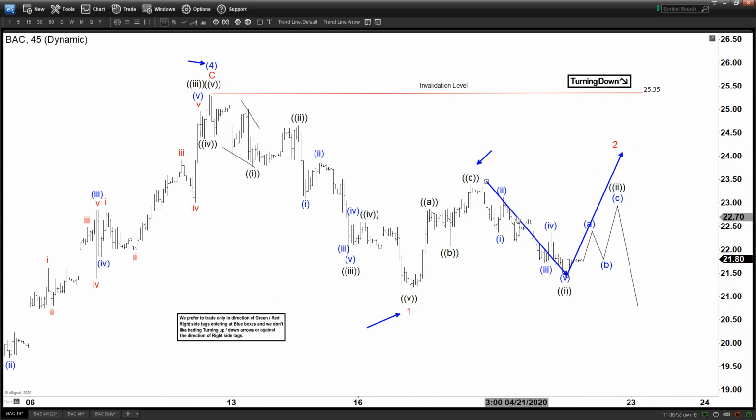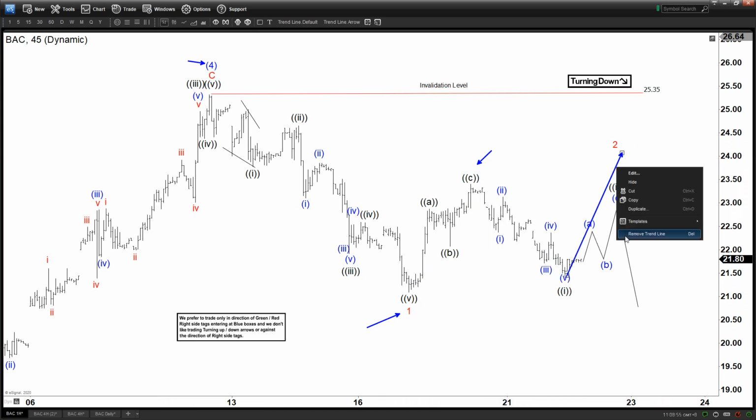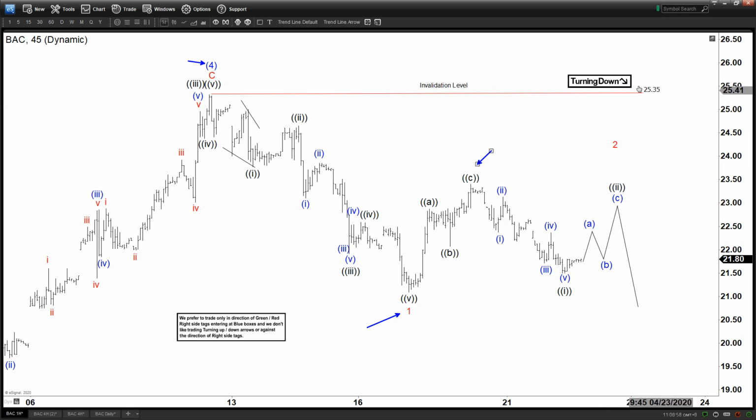Now what other possibilities are there? Well, you could see that this 25.35 has a turning down arrow. It's not a red arrow. You can see right here in the box, we prefer to trade only in the direction of the green and red. Red is usually a down arrow. This is only turning down, which is a black color. We prefer to trade only in the direction of the green or red right side text, entering at blue boxes, and we don't like trading turning up or turning down arrows or against the direction of the right side text. So this one is a turning down arrow.